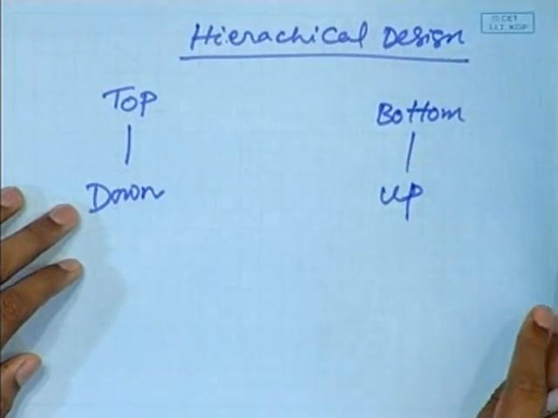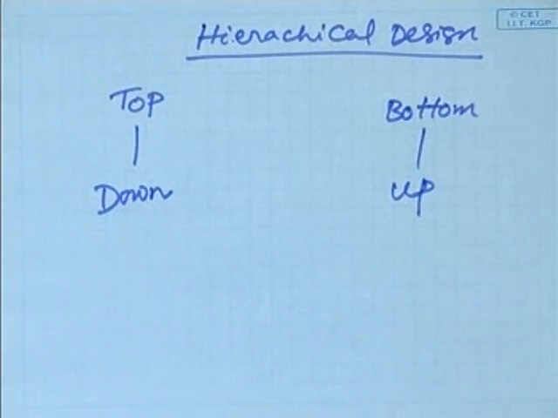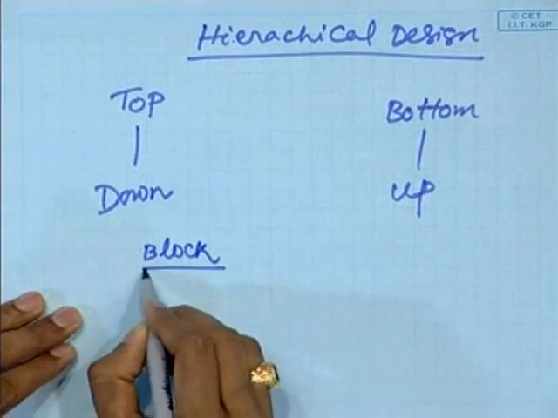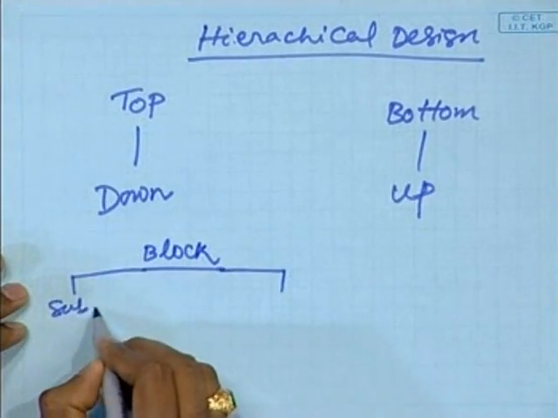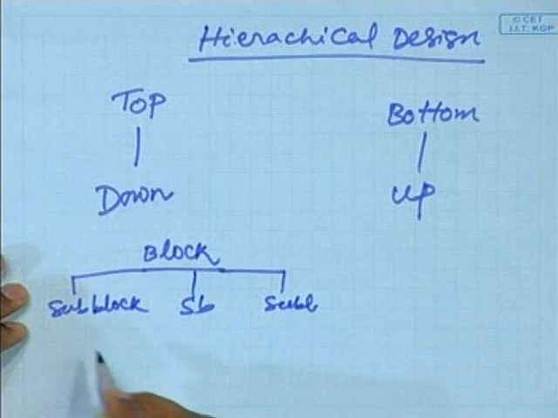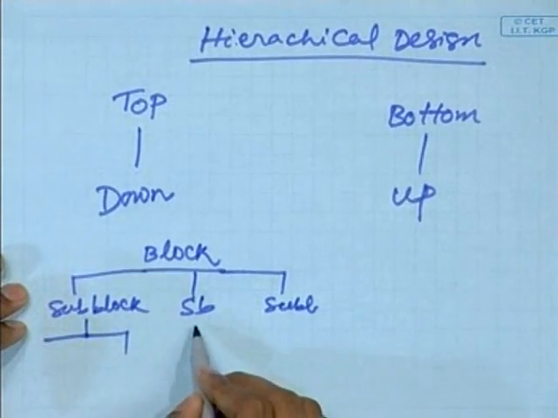So top-down is like this. You have an algorithm, right? You design your block-level architecture. Then you have to subdivide the block into sub blocks. Again, the sub blocks are divided further into sub blocks, until they cannot be divided further.